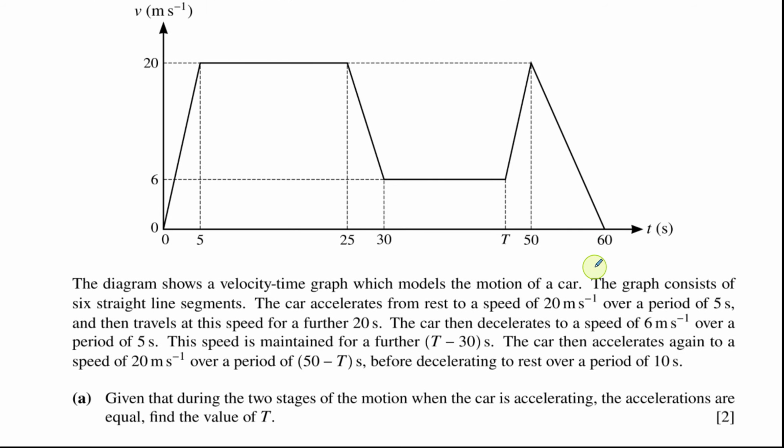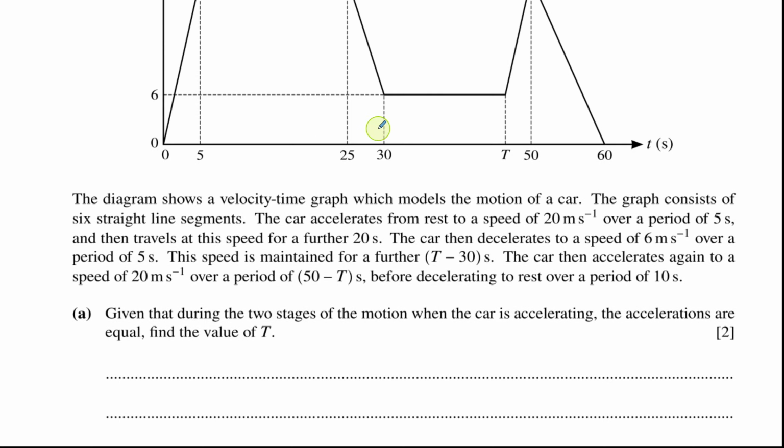Given that during the 2 stages of the motion when the car is accelerating, which is in this one and this one, the accelerations are equal, find the value of t. First of all, we have to find the acceleration in this first section, which is the change in y over the change in x.